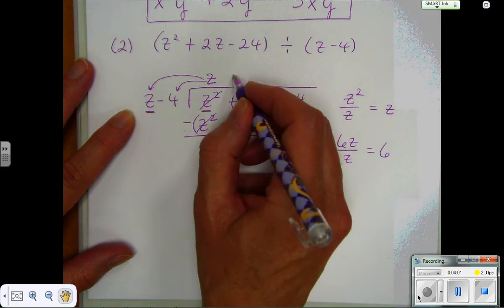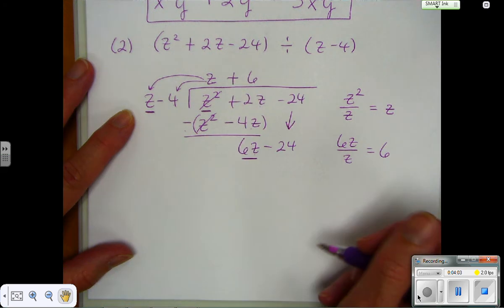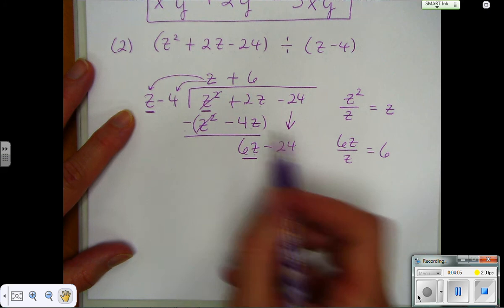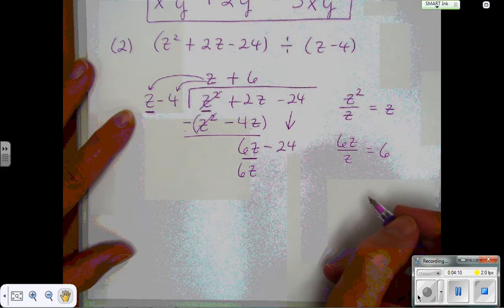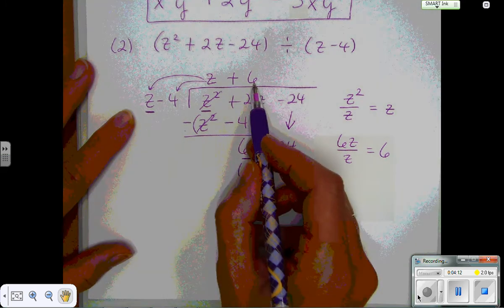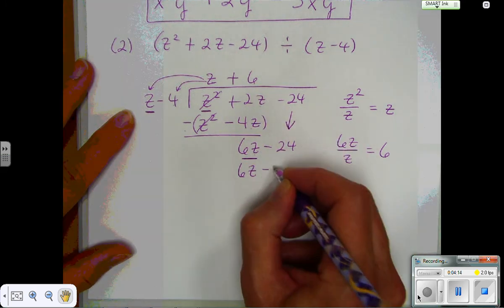So that means I'm going to add 6 in the quotient. So 6 times z is 6z. Now I'm multiplying back through again like I did before. 6 times negative 4 is minus 24.